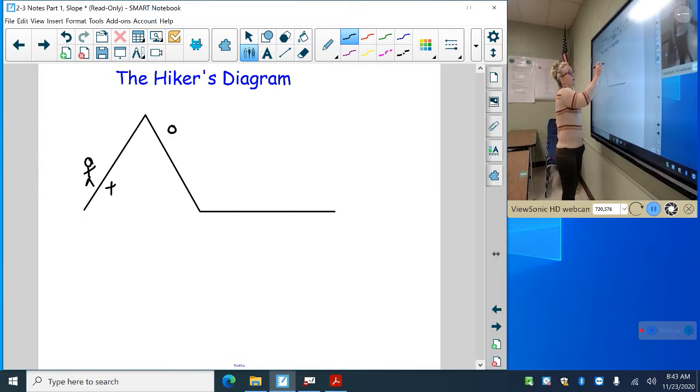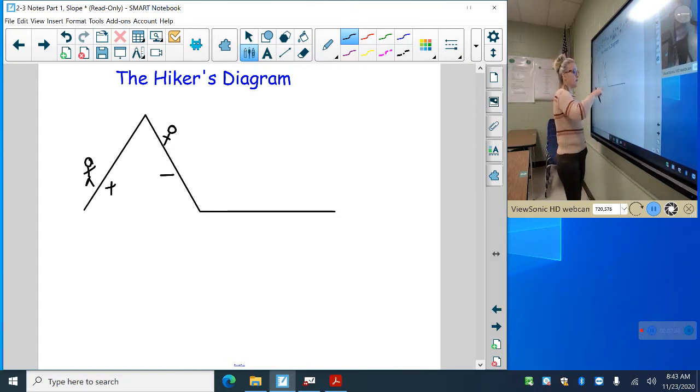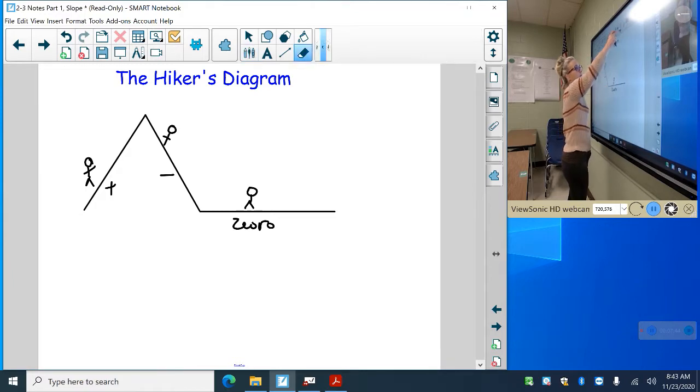Okay, when he's going downhill, it's super, super nice. So we have nice, negative. When you're walking downhill, it's a lot easier than walking uphill. Nice, negative. Okay? And then we are walking on flat land. We would say this is 0 fun.